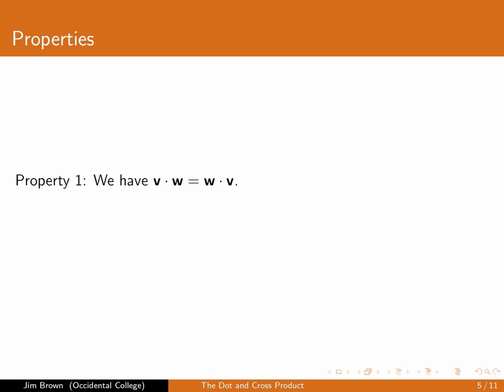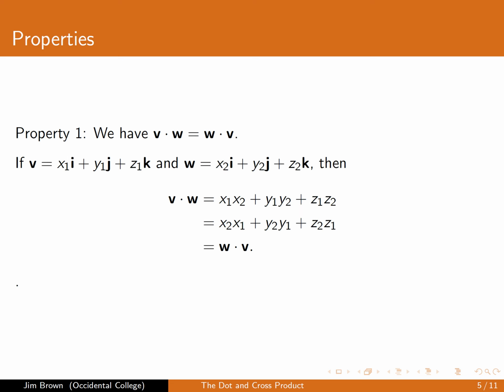The first thing is that it doesn't matter which order the dot product is in. So v dot w is the same as w dot v. And this makes sense. If you were to multiply two numbers, it doesn't matter which order you multiply them. So this is something we might expect to have for multiplication. To see this, we just go ahead and compute each side. If my vectors are as they were before, when I compute v dot w, I get x1 x2 plus y1 y2 plus z1 z2.